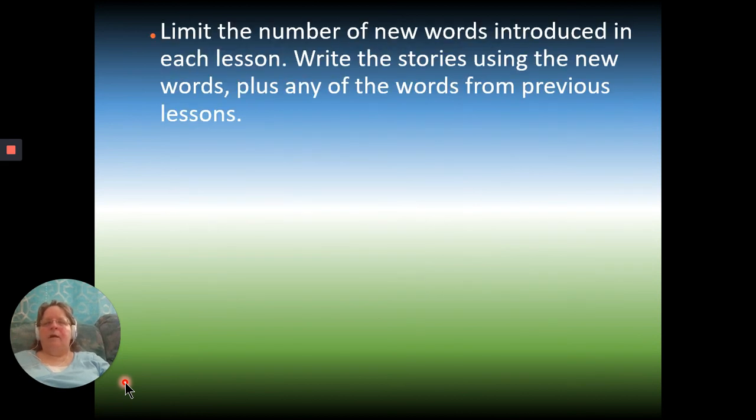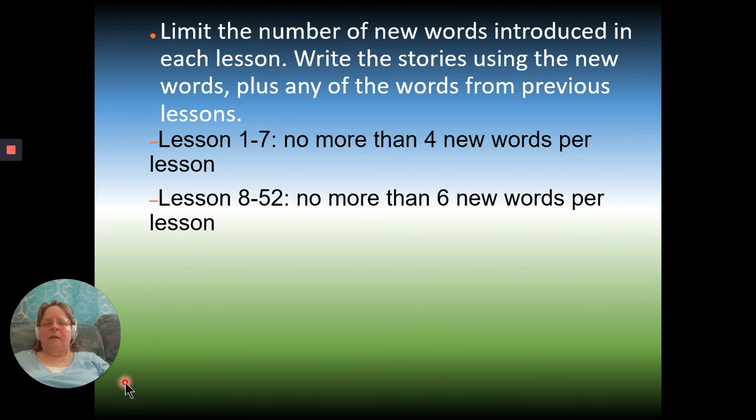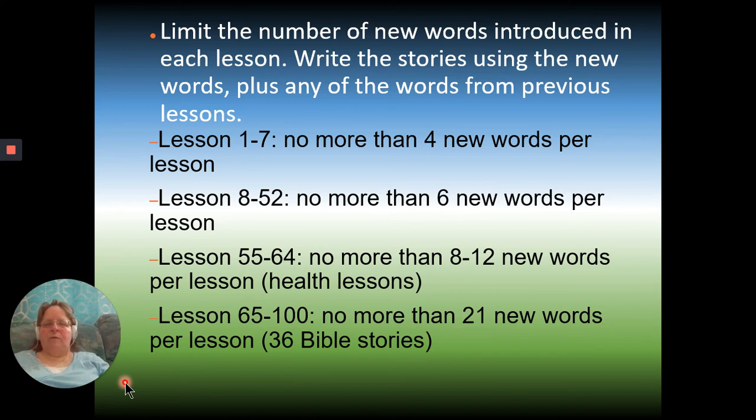The other thing we need to look at is that you can limit the number of new words introduced in each lesson, and you write the stories using the new words plus any of the old words from previous lessons as before. For lessons 1 to 7, we're going to limit the number of new words to 4 per lesson, and mostly this is because when you're writing by syllables rather than alphabet, it takes a lot more syllables to be able to say much more. Lessons 8 to 52, we can limit to 6 new words, remembering they're getting more syllables in each lesson. And lessons 55 to 64, which are health stories, will have 8 to 12 new words per lesson. And lessons 65 to 100, which are Bible stories, will have our 21 new words per lesson as previously.